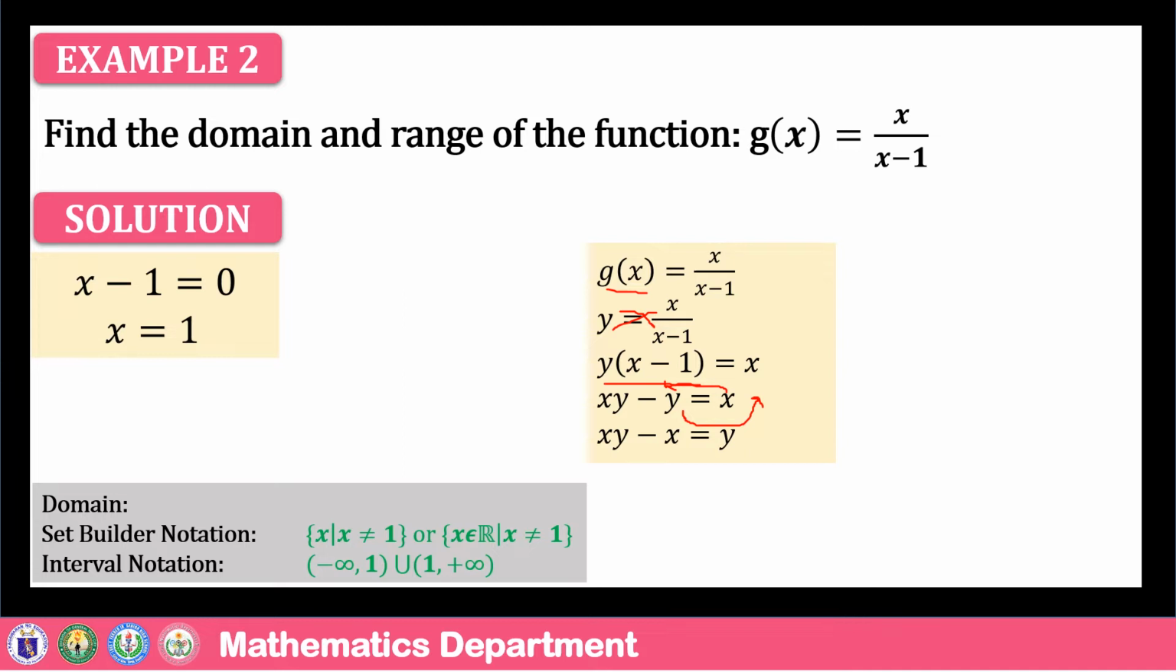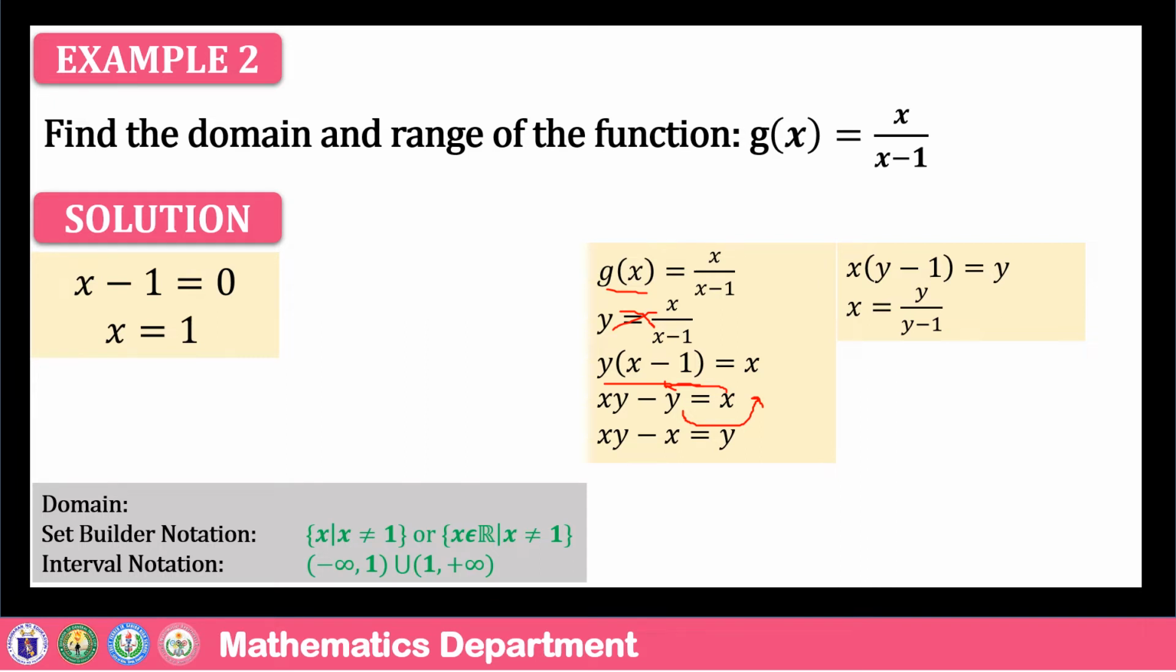And then, factor out lang natin yung ating variable x kasi ang target natin ay maiwan yung variable x dito sa left side. So, magkakaroon tayo ngayon ng x times y minus 1 is equal to y. Pagkatapos niyan, i-divide lang natin yung ating equation by y minus 1. Magkakaroon tayo ngayon ng x is equal to y over y minus 1.